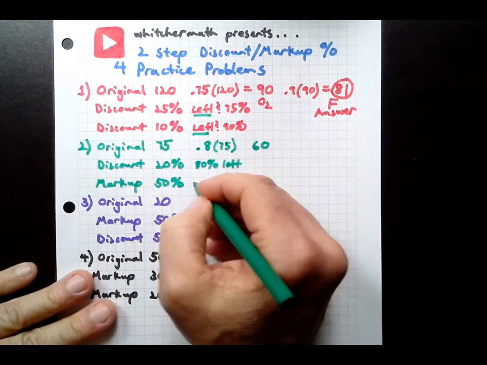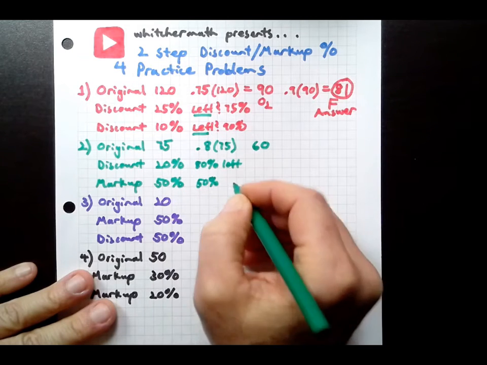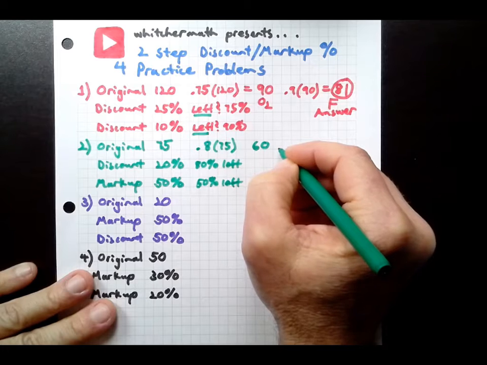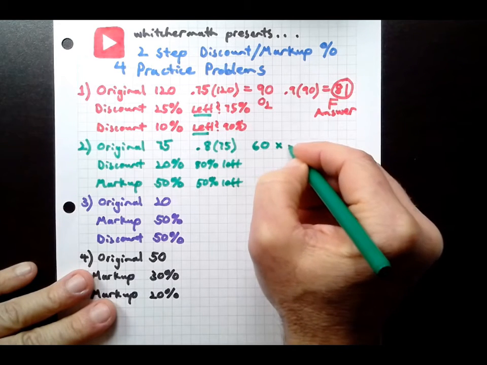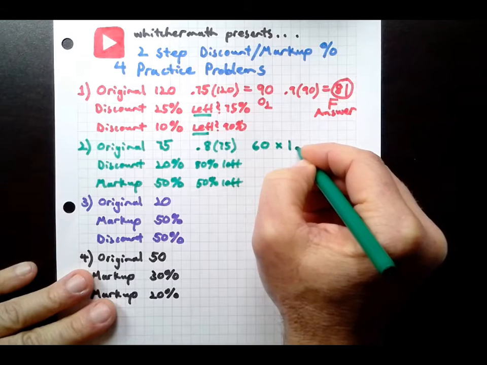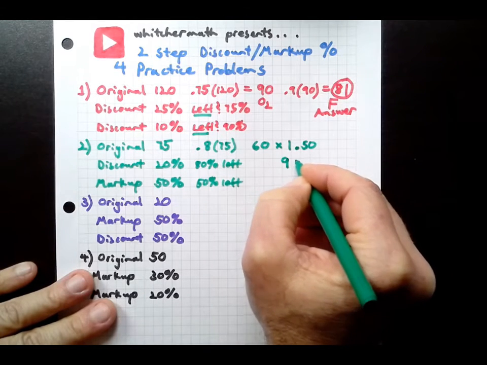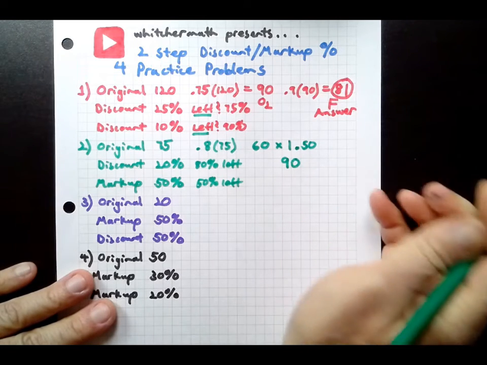So 50% is left. I like the 50% ones. So if I'm going to mark it up by 50, I'm going to multiply by 1 and 50%, which means I end up at 90 here. Okay.